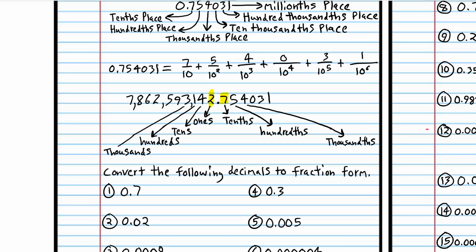So it doesn't make sense to write, again, these numbers are all fractions. So it doesn't make sense to say 7 over 1 because that would go in the ones place. So we start with 10. It's 7 tenths, 5 hundredths, 4 thousandths, so on and so forth.